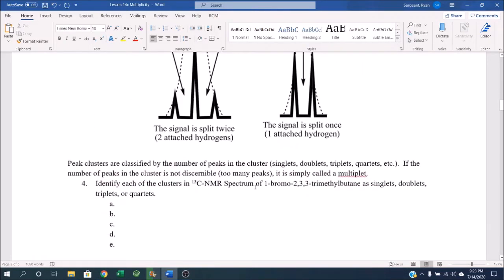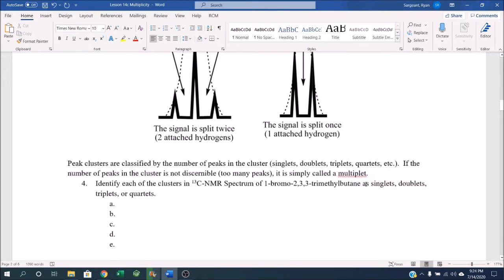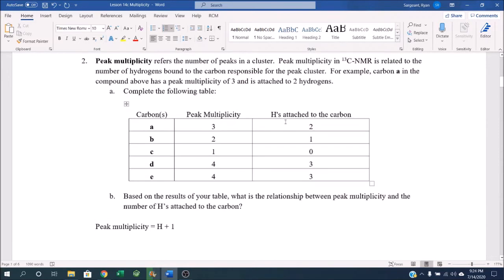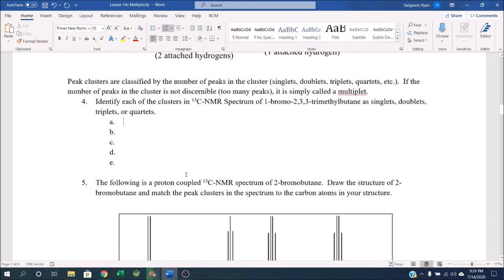So peak clusters are classified by the number of peaks in the cluster. I've already used these terms: singlets, doublets, triplets, quartets, etc. Identify each of the clusters as singlets, doublets, triplets, or quartets. So A has a peak multiplicity of 3, and then B is 2, and C is 1. So 3 is a triplet. B, there were 2 in B, that's a doublet. C was a singlet, and then D and E both had 4, so that's referred to as a quartet.